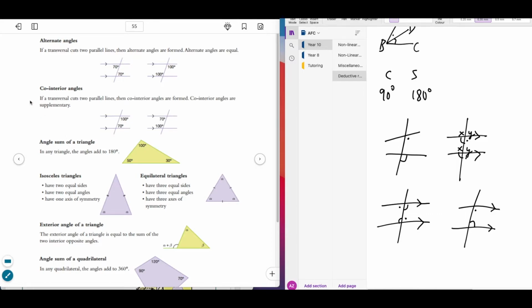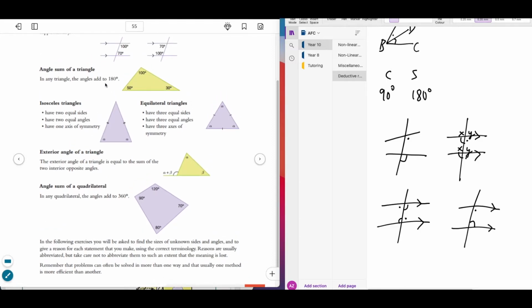It's a fancy word. Next one, angle sum of a triangle. Now, this is something I expect you to know. This should not be something new for you. Angle sum of a triangle is 180 degrees.